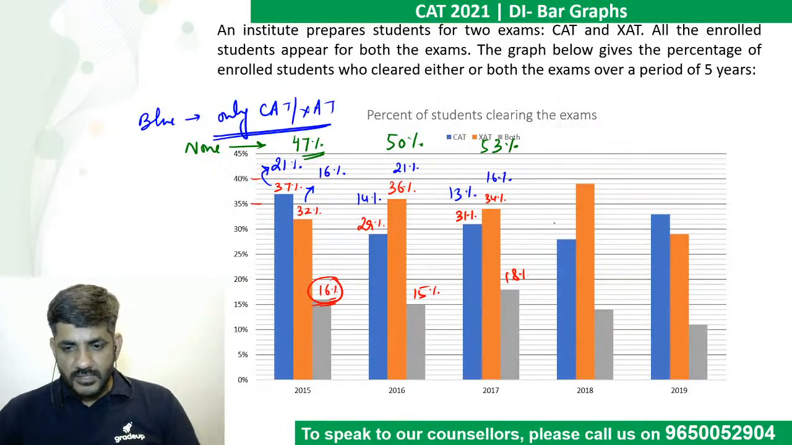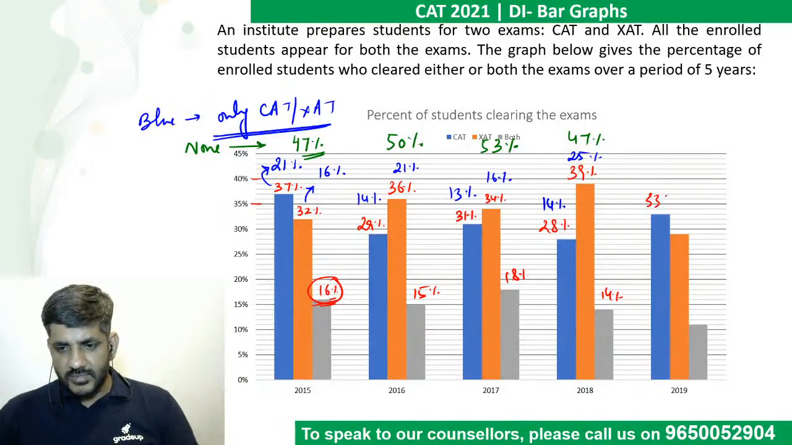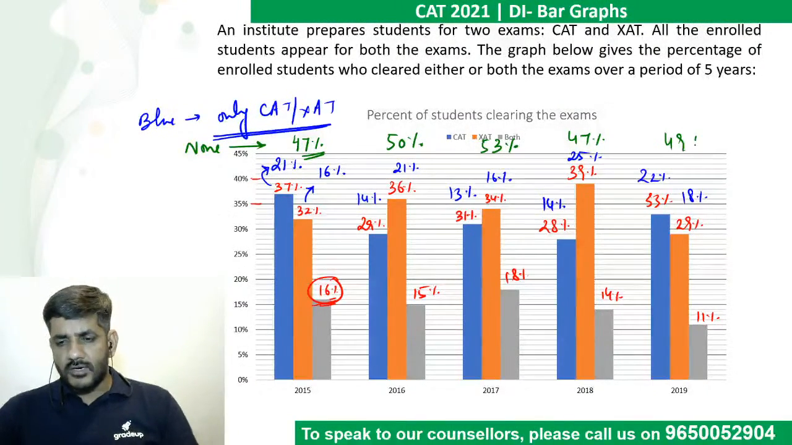Next, this figure is 28%. This figure is 39%, and this figure is 14%. If I subtract them, I'll get only this. Only CAT is 14. Only ZAT is 39 minus 14, that is 25. So 14 plus 25 is 39. 39 plus 14 is 53. Subtract 53 and none comes to 47%. And the last is 33%. This is 29%. And this is 11%. After subtracting, I get 22%, 18%, and subtracting all of these, 40 plus 11 is 51, so 49% cleared none.